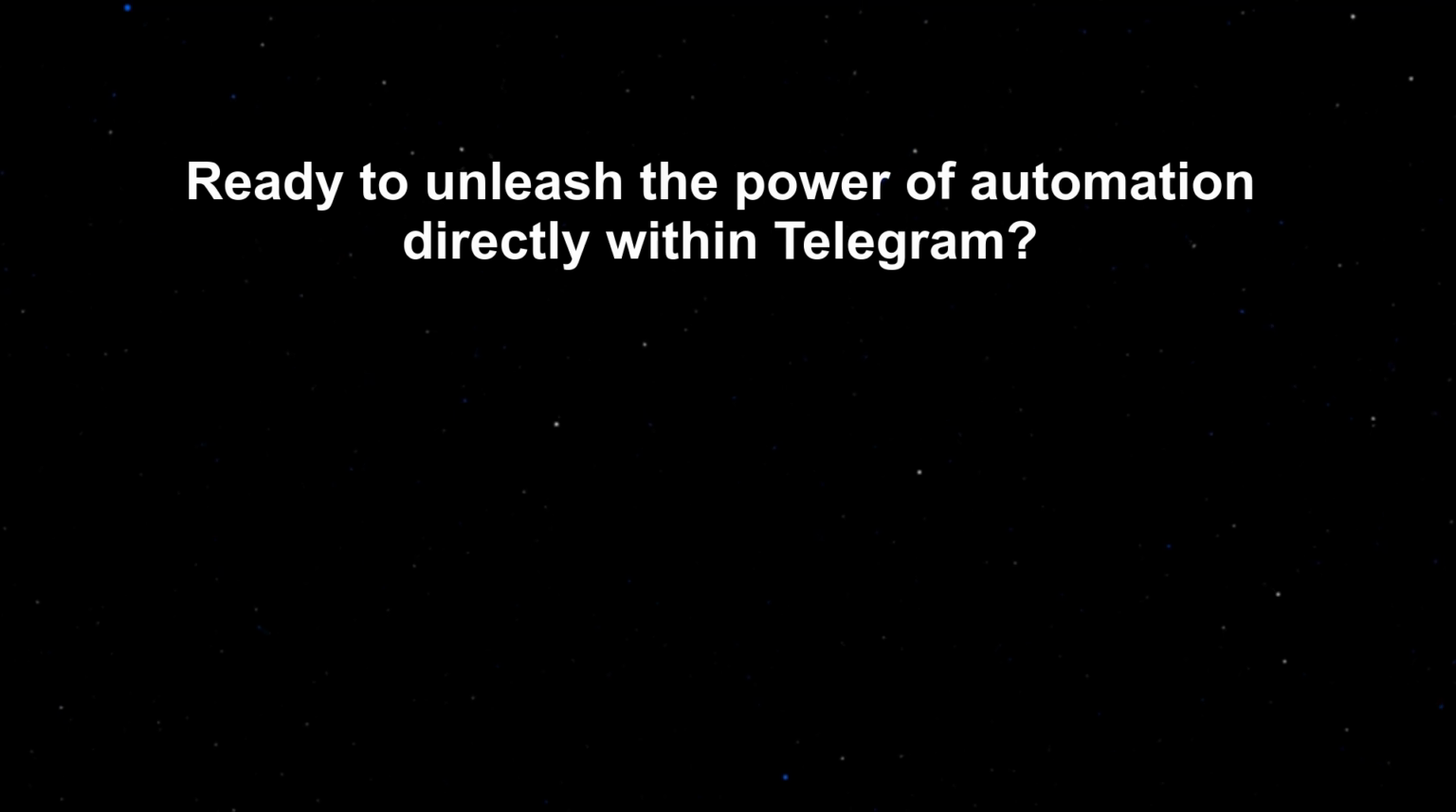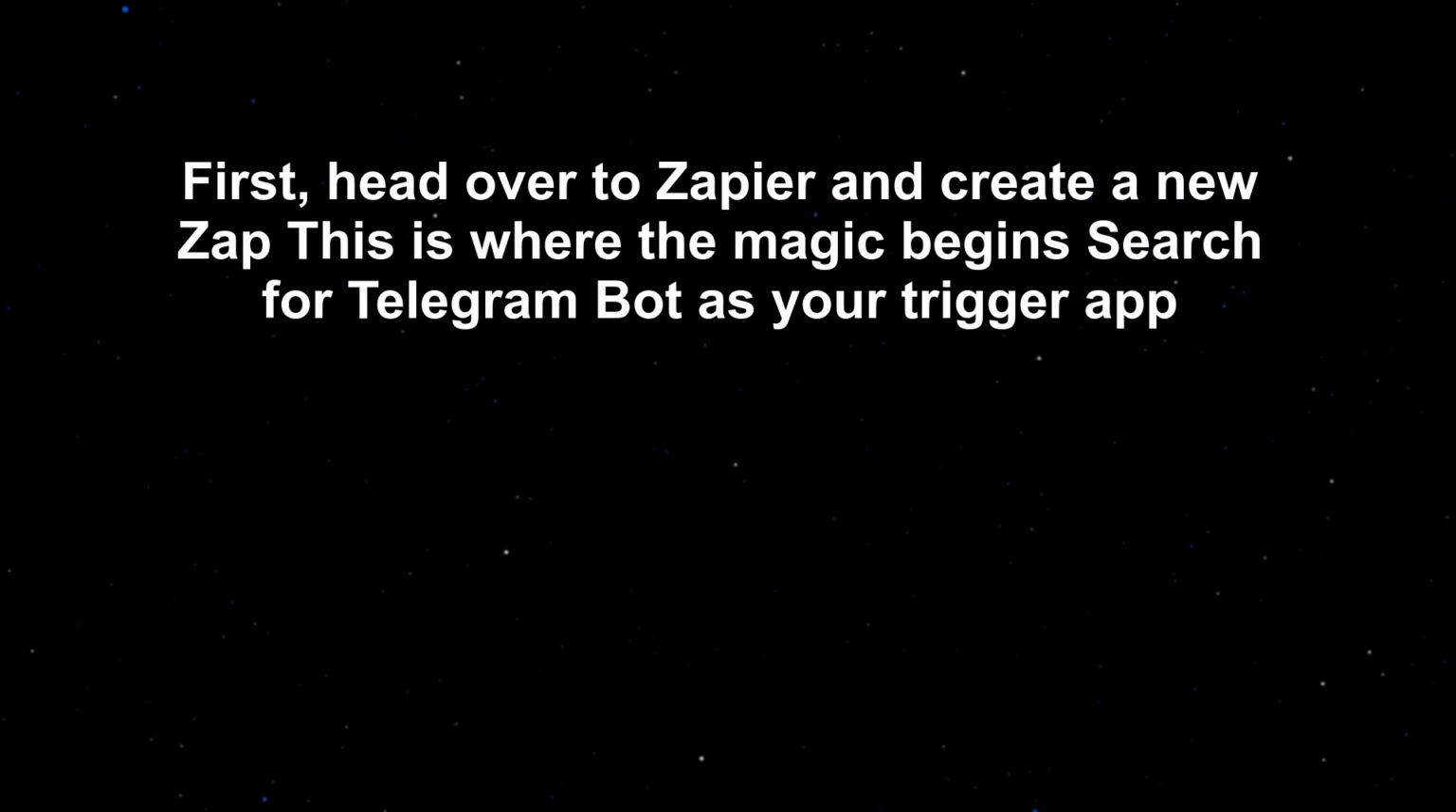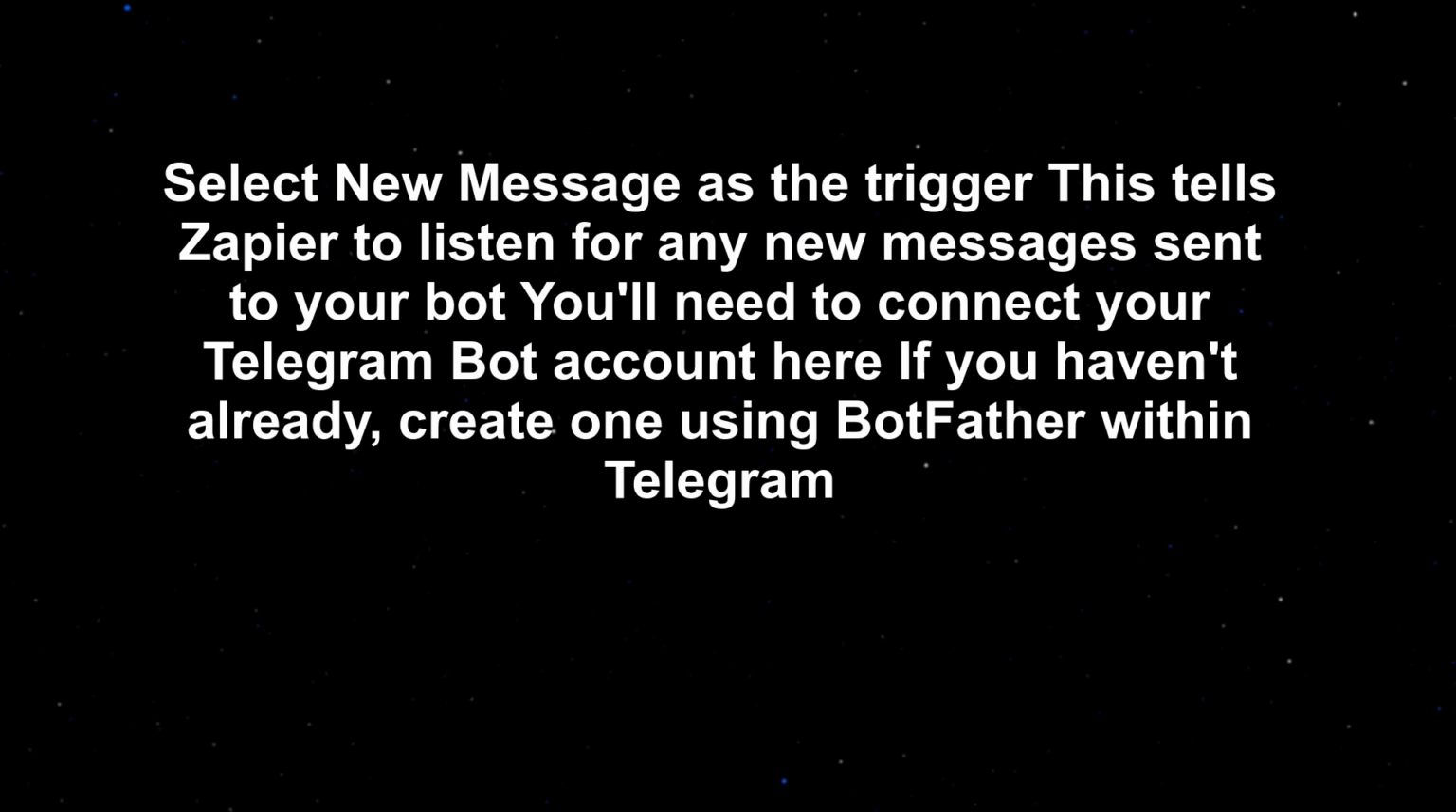Ready to unleash the power of automation directly within Telegram? First, head over to Zapier and create a new app. This is where the magic begins. Search for Telegram bot as your trigger app. Select new message as the trigger. This tells Zapier to listen for any new messages sent to your bot.